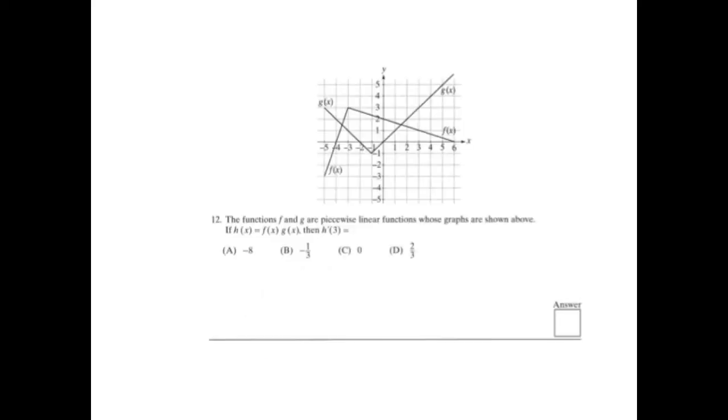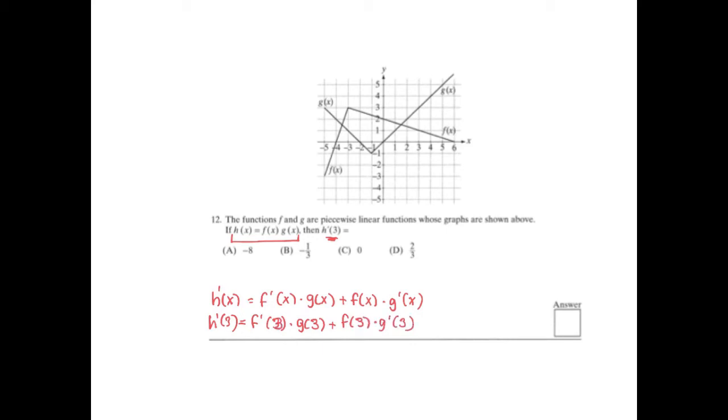Number 12 here, they're asking us to find h prime of 3 when h of x is f times g. So that's just a product rule. So h prime is going to be the derivative of the first times the second plus the first times the derivative of the second. And I'm evaluating this at 3. So h prime of 3 is going to be f prime of 3 times g of 3 plus f of 3 times g prime of 3.